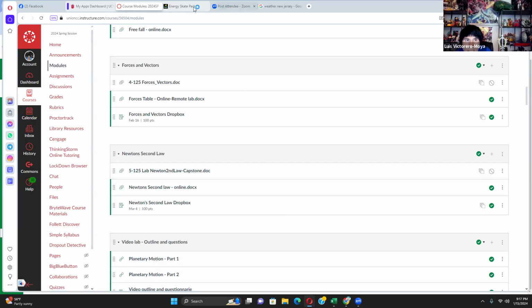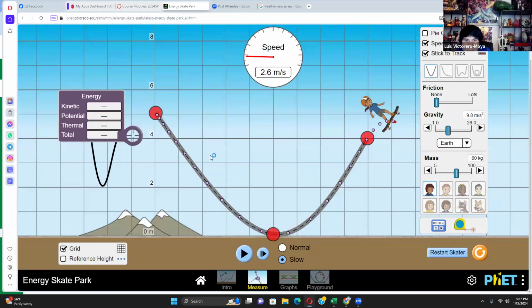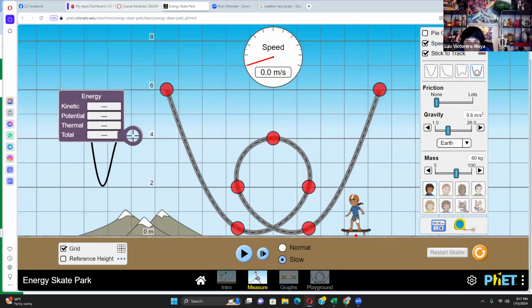Okay. So again, the lab is just about this. Don't worry about any graphs. In the lab, they mentioned things about graphs. The graph section was changed. So now the simulator just has this series of ramps that you can build to actually explore the conservation of energy.